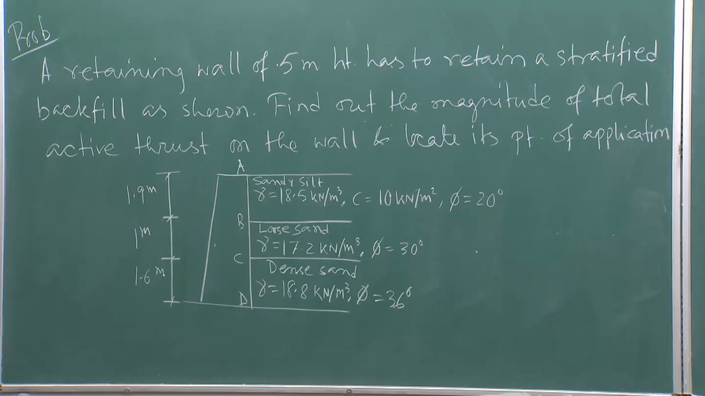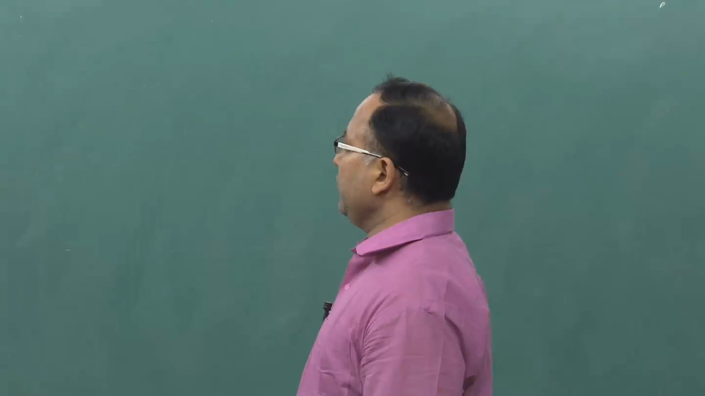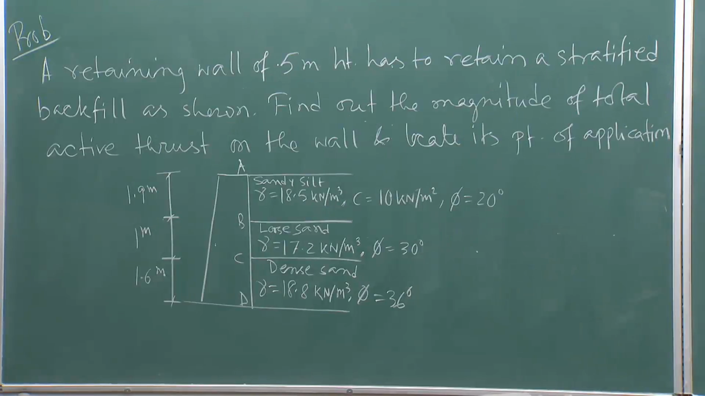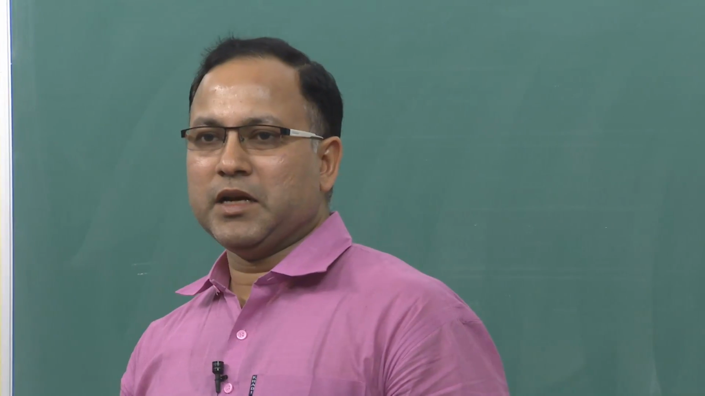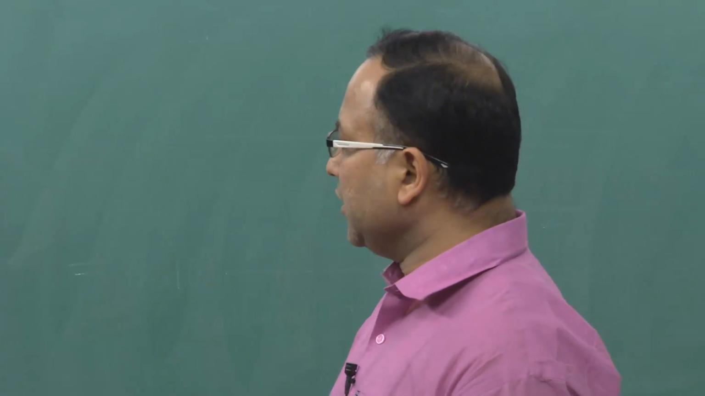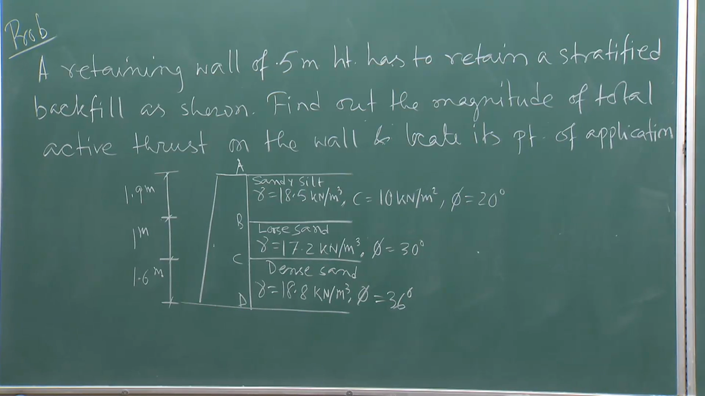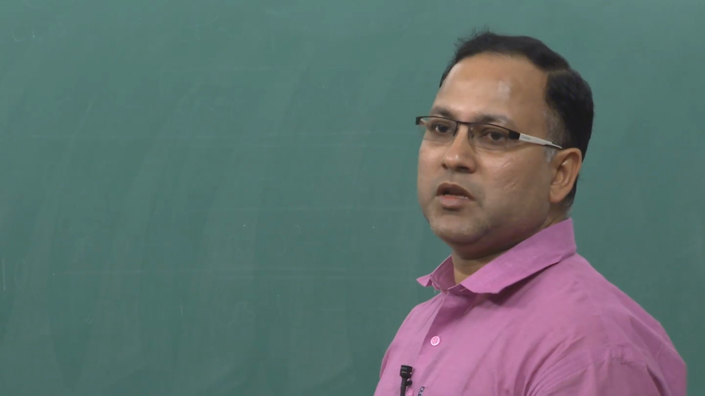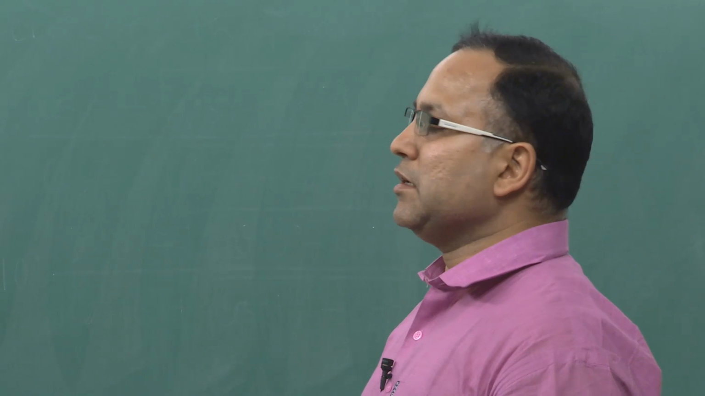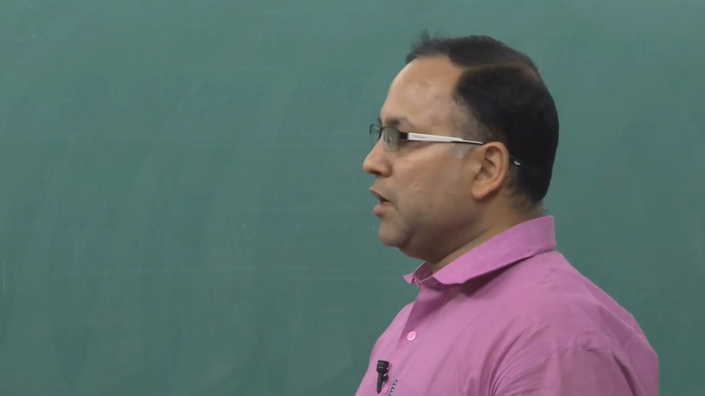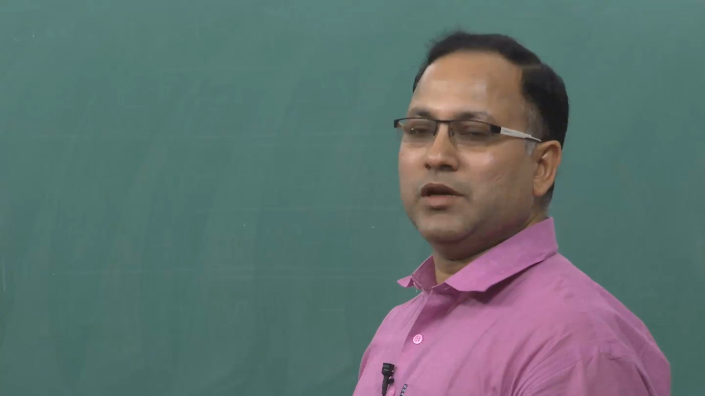The problem says a retaining wall of 5 meter height has to retain a stratified backfill as shown. Find out the magnitude of total active thrust on the wall and locate its point of application. Now, this problem is a little bit different than the problems we solved in the earlier classes. Here the top layer is having cohesion, instead of earlier problems where all the layers were cohesionless soil. So, you have to consider that thing.